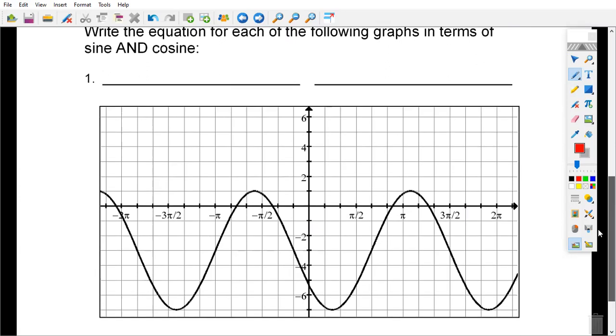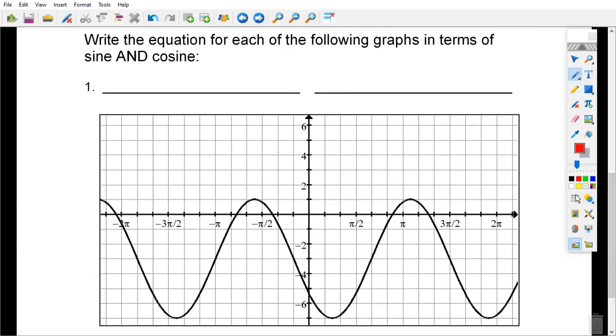So we're going to start here with this graph. We're going to start off first by finding our sine function. I'm going to look for my closest sine graph. Well, my closest sine graph would be starting here and completing my cycle here. Do we see that?